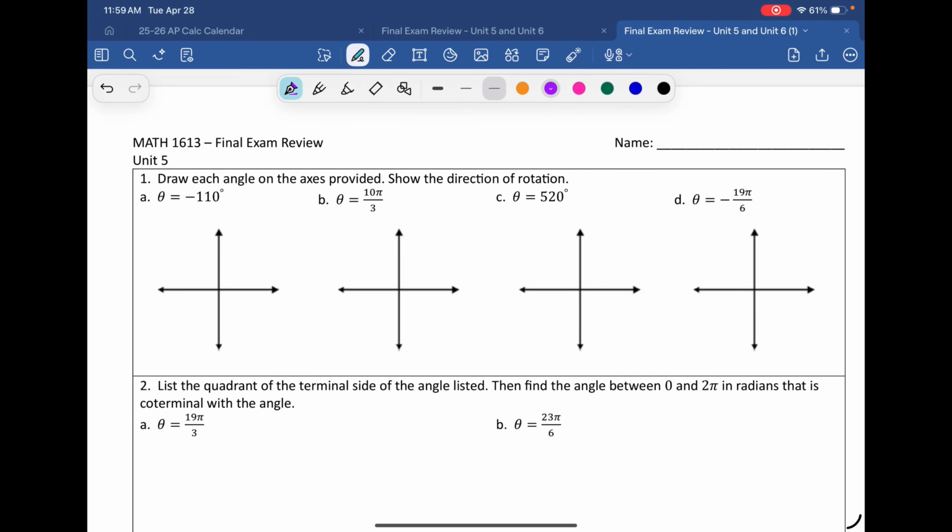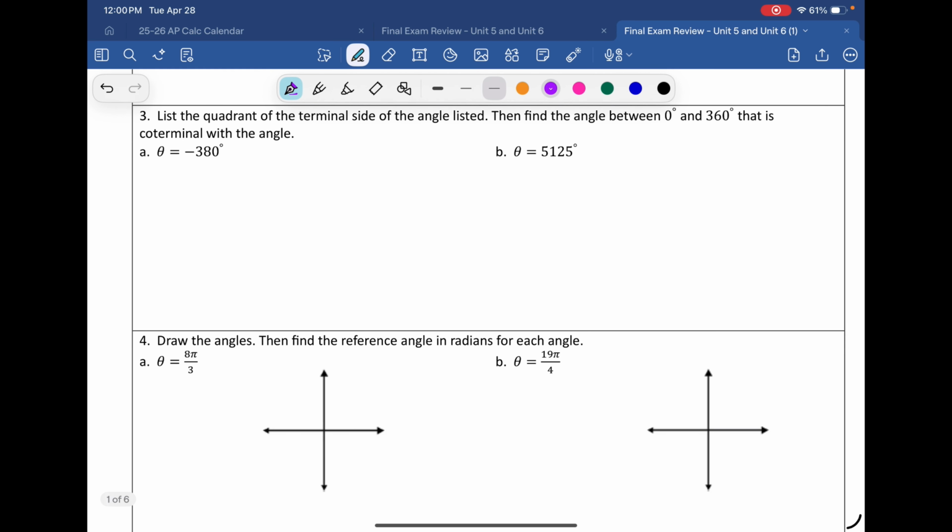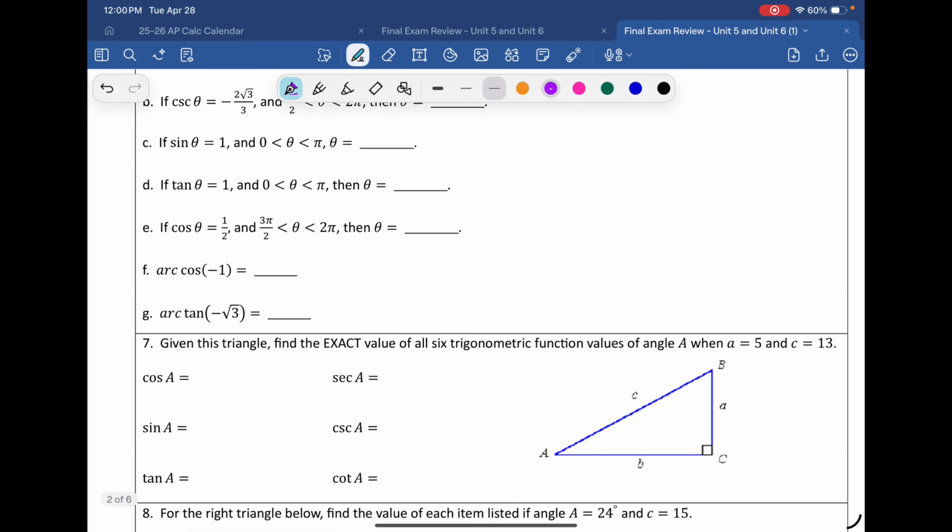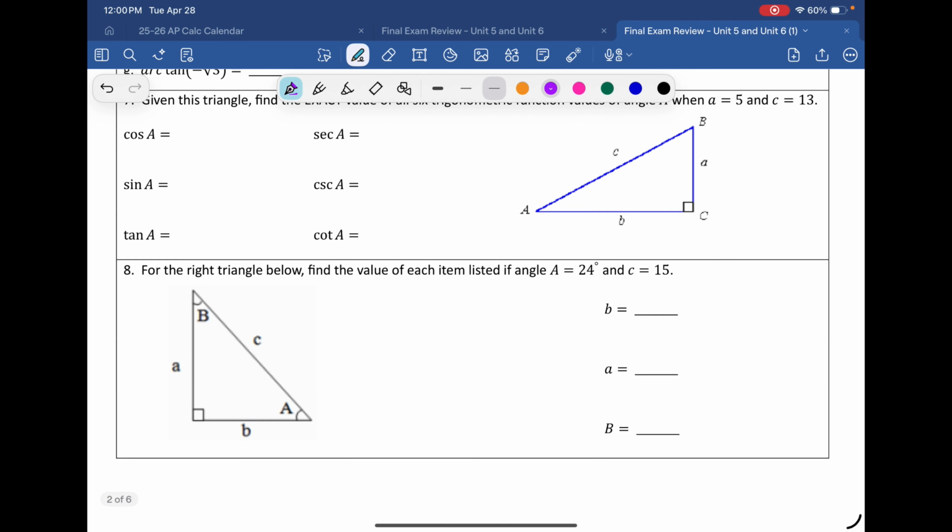All right, this is our final exam review, Unit 5. Unit 5 covered unit circle values. It covered conversion between degrees and radians and vice versa. It covered, what else did it cover? Coterminal angles and just basic right triangle trig.